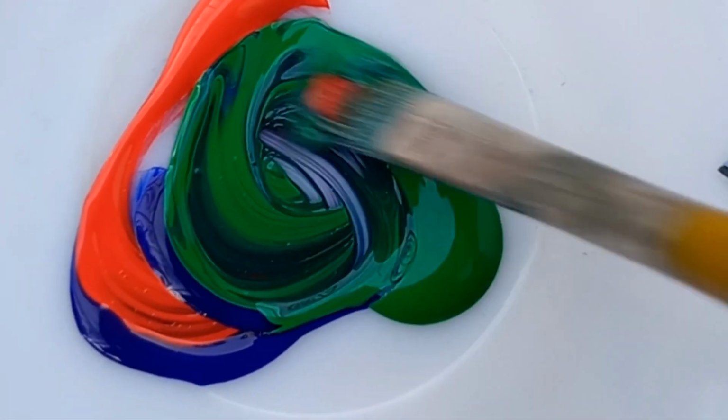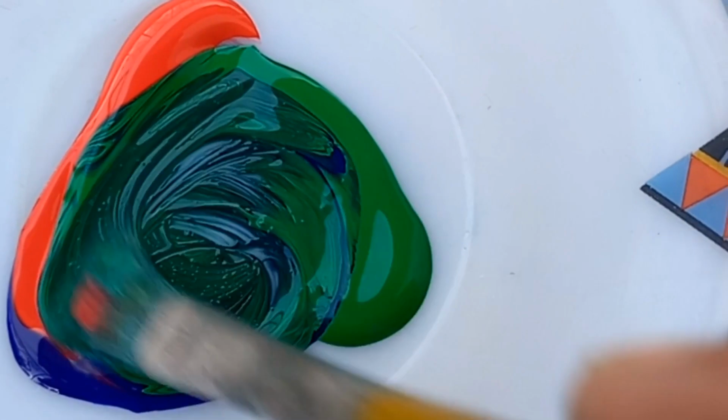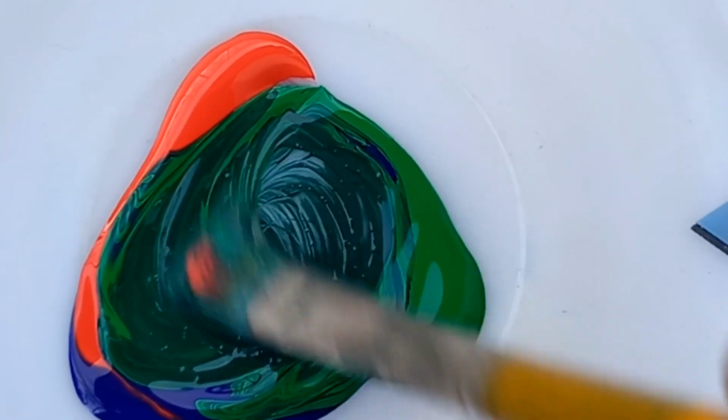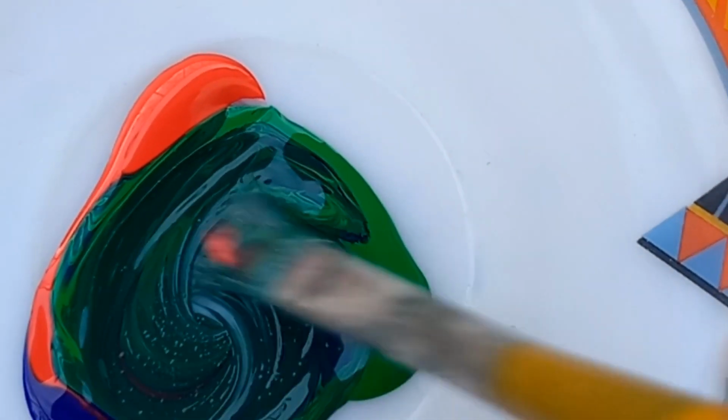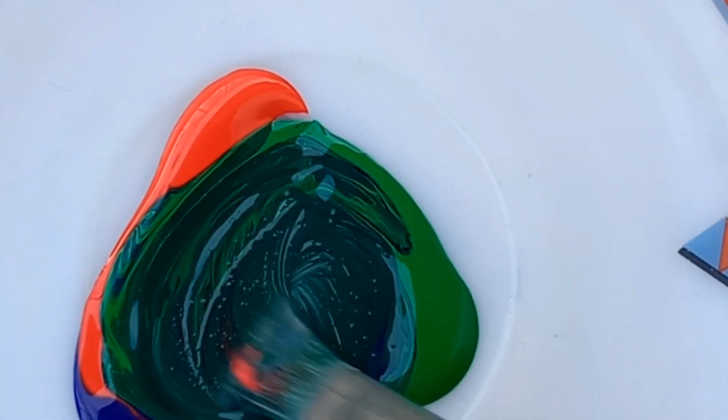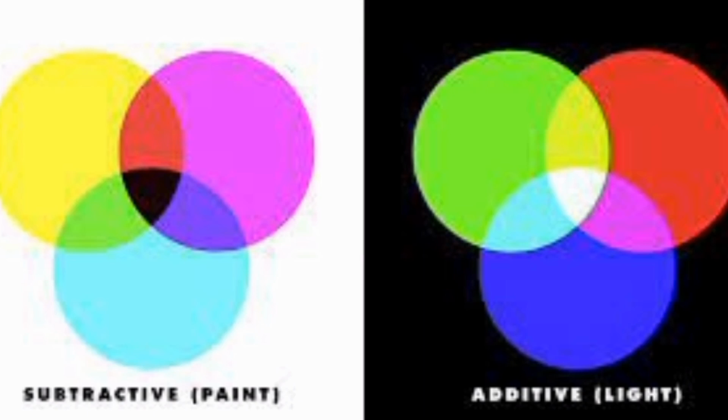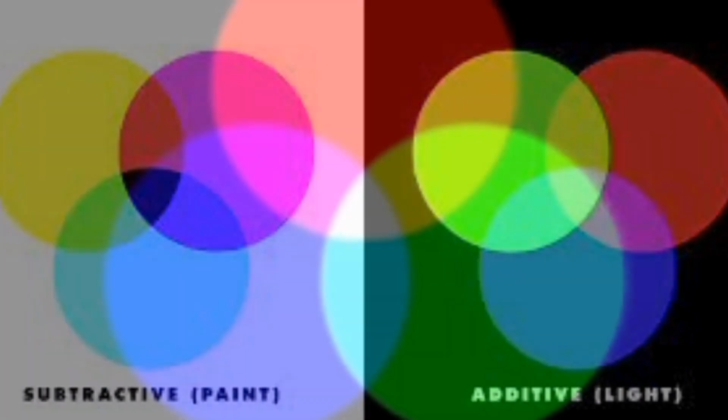Okay, just to be sure, let's try mixing them up. That does not look like white. Looks somewhat like black instead. What's happening here? Well, this is happening because we are actually looking at two different color models: the subtractive color model and the additive color model.